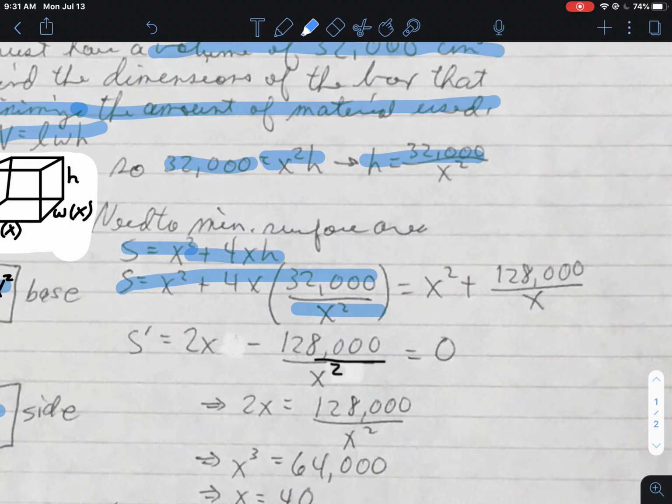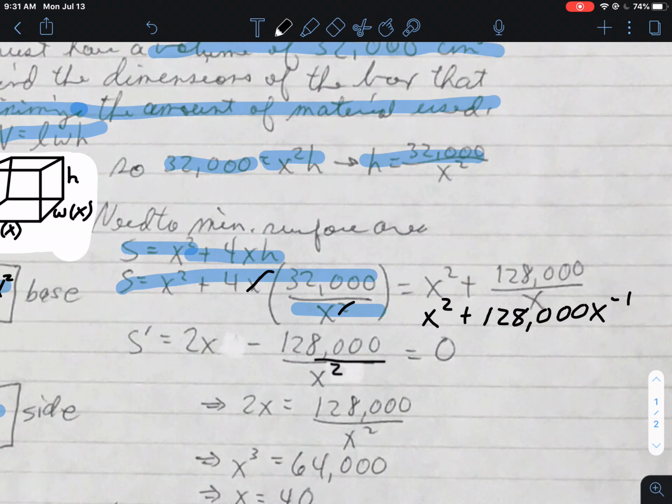I can divide out one of those x's right here and here, and I'm left with x squared plus 128,000 over x. Now notice again, that's our function. If you rewrite that, I've skipped a couple of steps in here. So I've got x squared plus 128,000, but I think by now you should be able to handle something like this, because I do want to find the derivative of that function, right? Now that I have the function in terms of a single variable, I need my critical number.